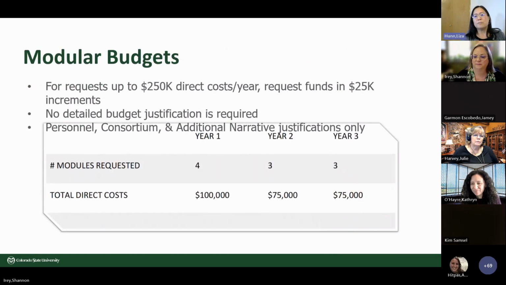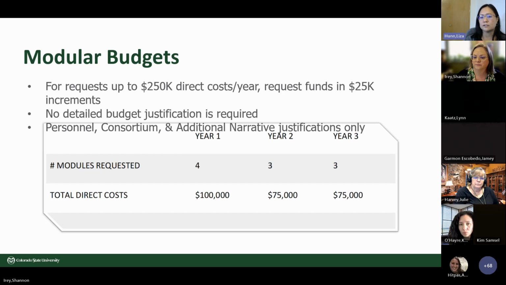All right. Modular budgets is something else NIH does for requests of direct costs up to $250,000. And they are requested in modules, or increments, of $25,000. What is nice about modular budgets is when you are working within, say, Workspace, if that's what you're using, you do not have to have a detailed budget nor a detailed budget justification in Workspace or however you're submitting it in.